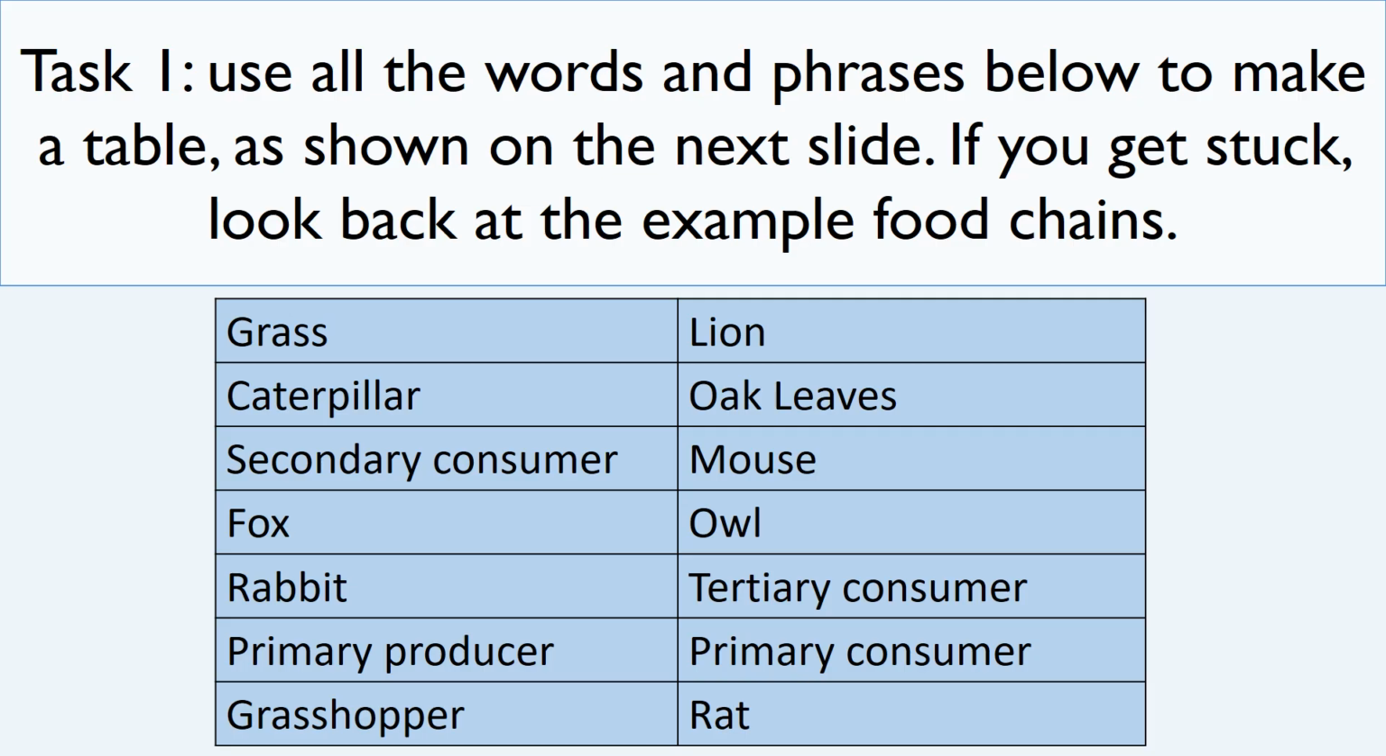So have a go at this. Use all the words and phrases below to make a table as shown on the next slide. If you get stuck, look back at the example food chains.